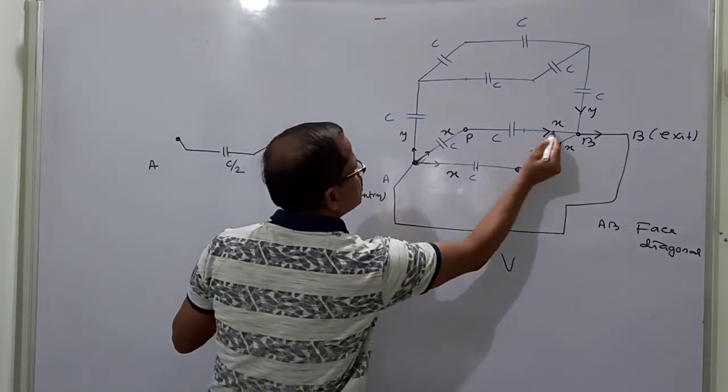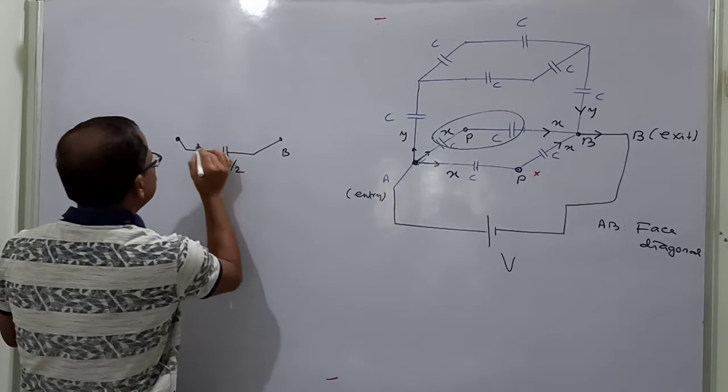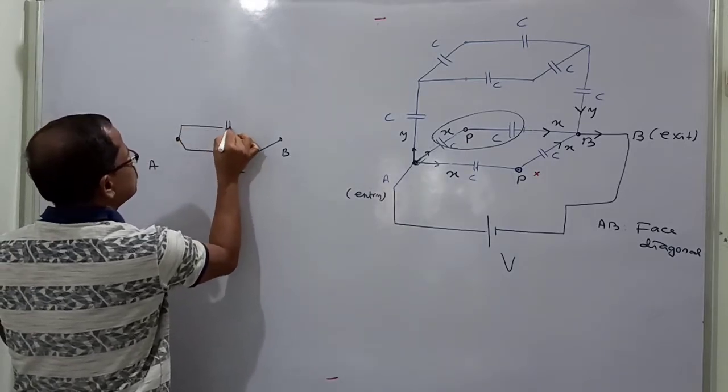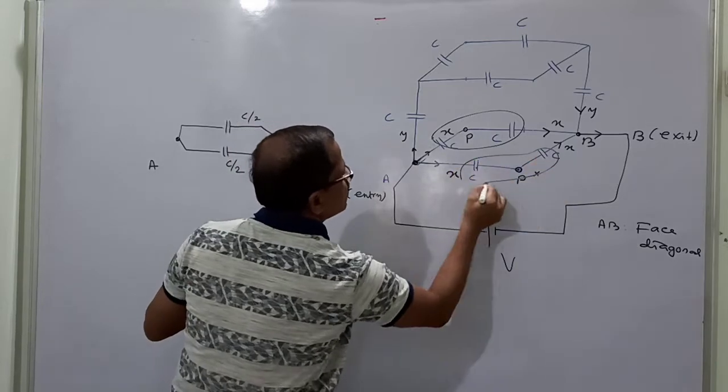This is C, this is C. They are in series. So this will be C by 2. Now between this it is equal to C by 2. And these two are C by 2.